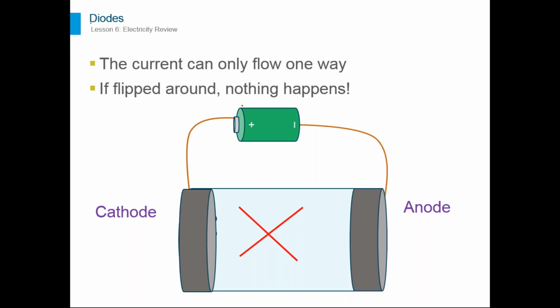But the diode doesn't work when the switch is in a position connecting the negative side to the anode. Okay, so if it's this direction from the negative to the anode, it doesn't work.